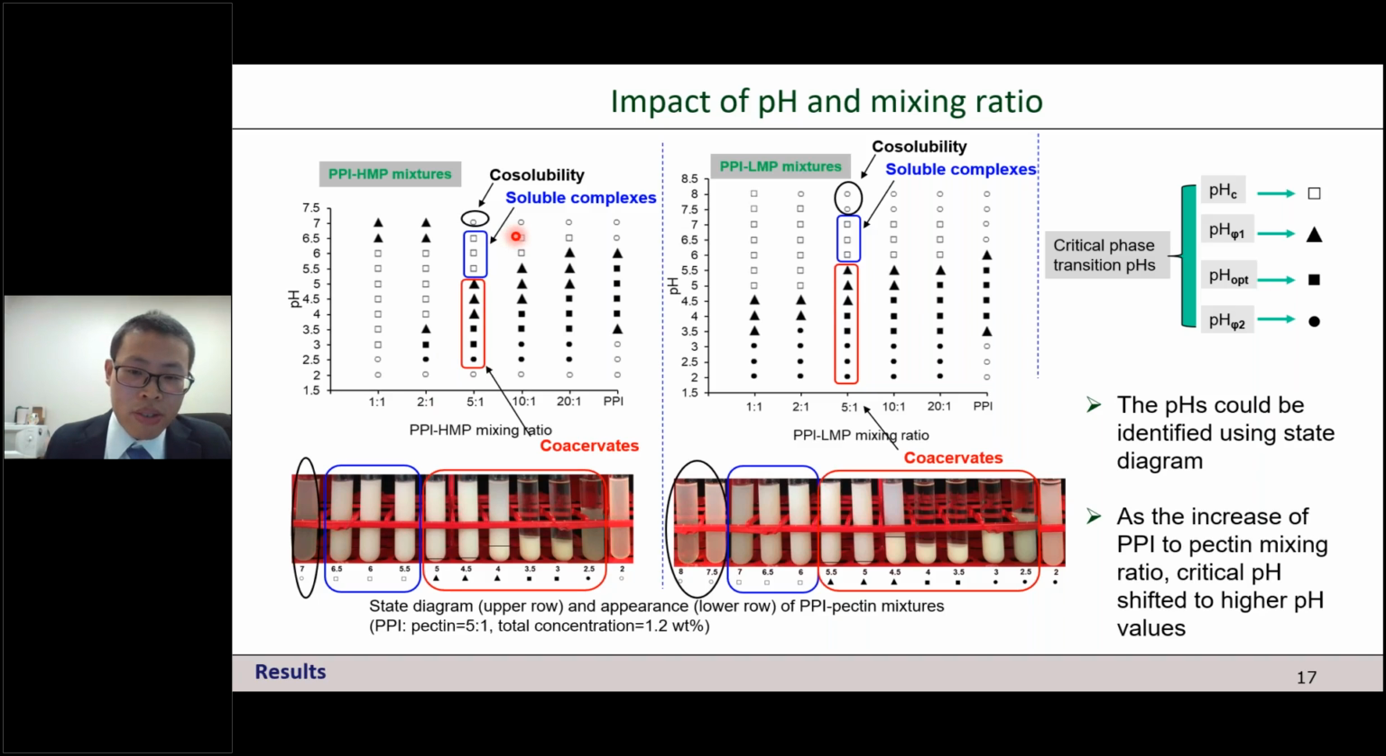of co-solubility. As the pH was further reduced to acidic conditions, mixtures presented turbid solution without precipitation, representing soluble complexes. The further decrease in pH triggered formation of complex coacervates with different phase behaviors.